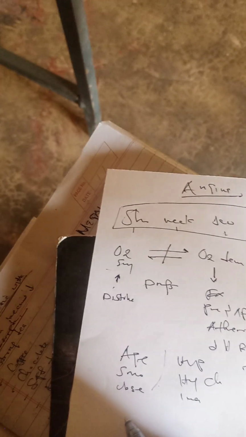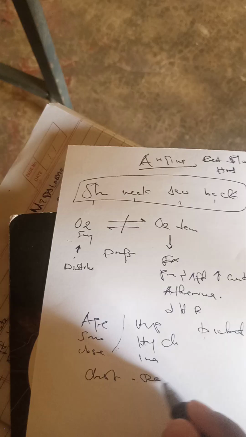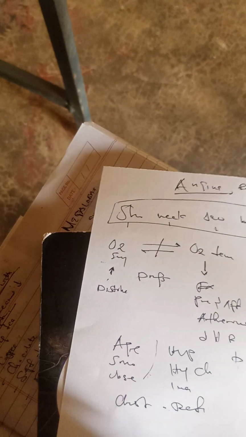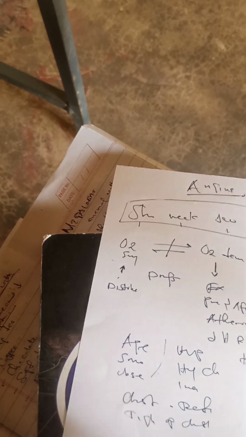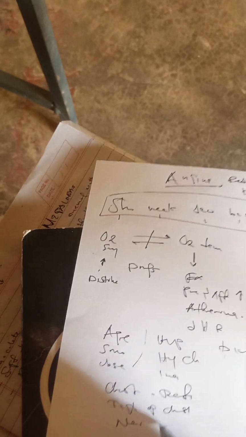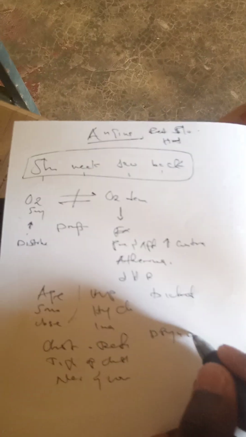So the symptoms of angina are chest pains which are radiating, tightening or tightness of the chest, nausea and vomiting, and dyspnea, which is difficulty in breathing.